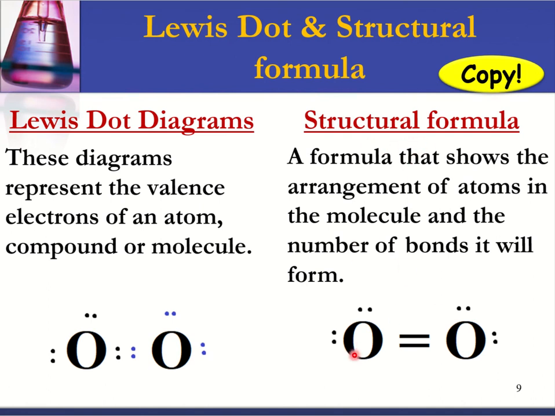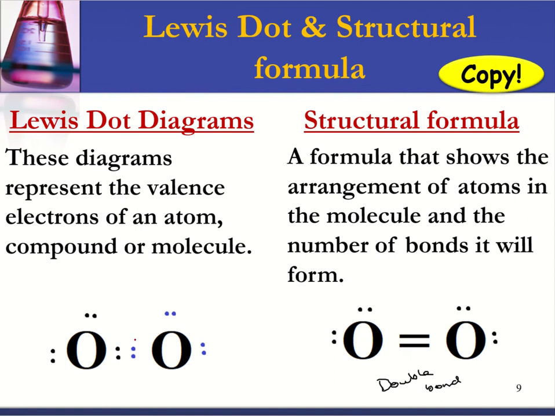So when oxygen bonds with oxygen, there are 2 bonds. We call this a double bond. The reason why it is a double bond, you can actually see here with oxygen. Now for oxygen to be stable, it needs 8 valence electrons. Here we have 1, 2, 3, 4, 5, 6. Oxygen naturally has 6 valence electrons.